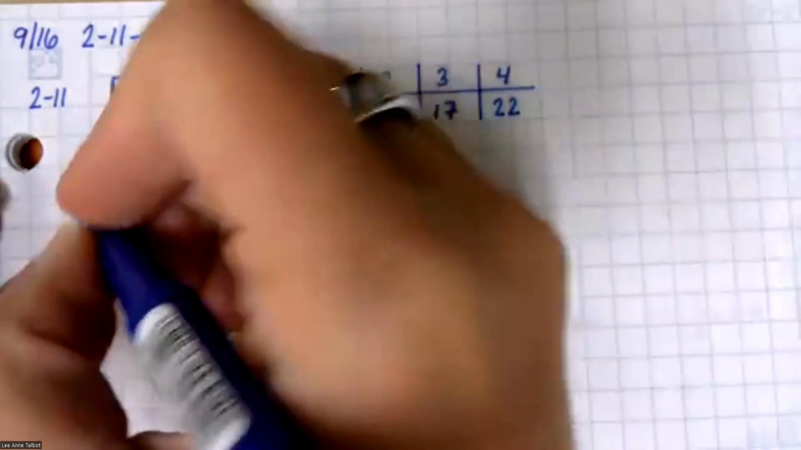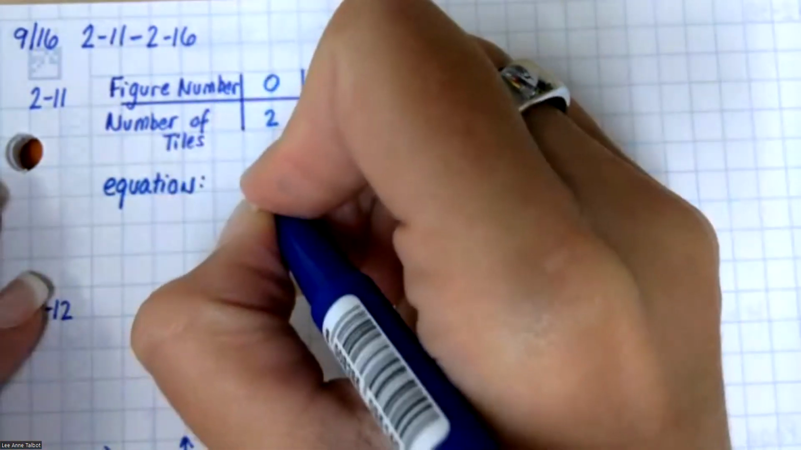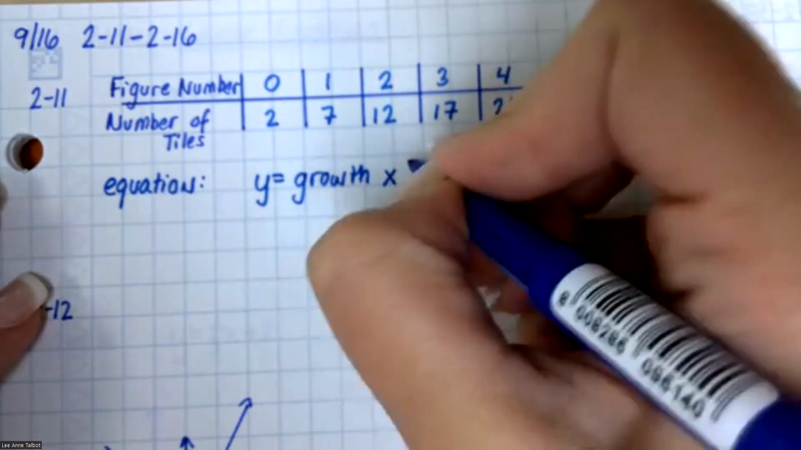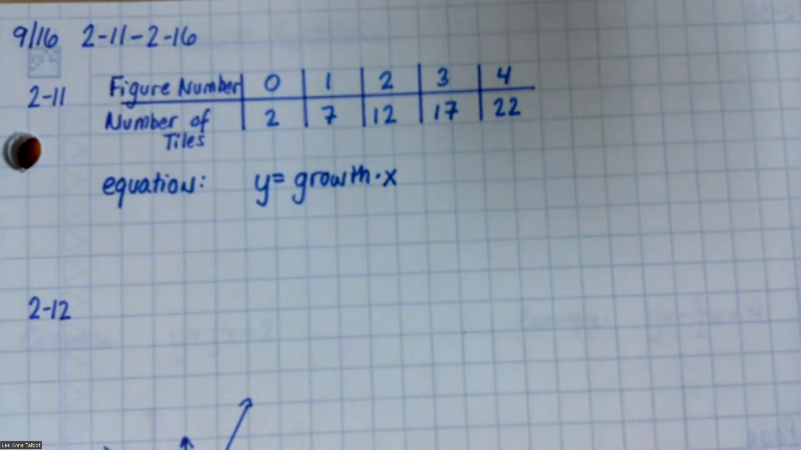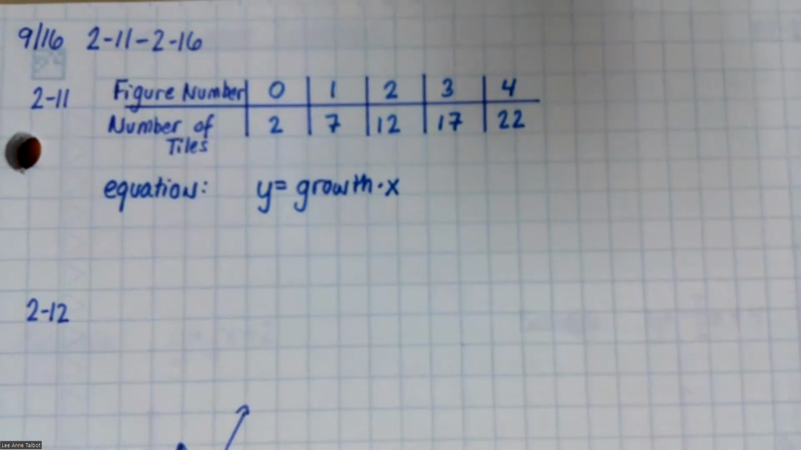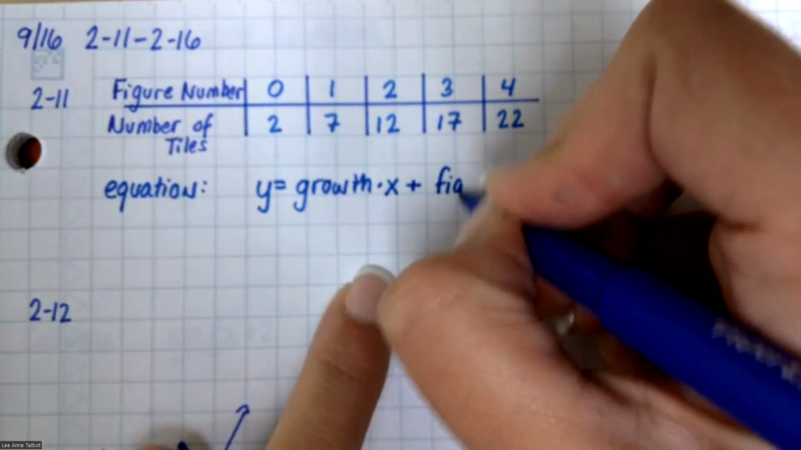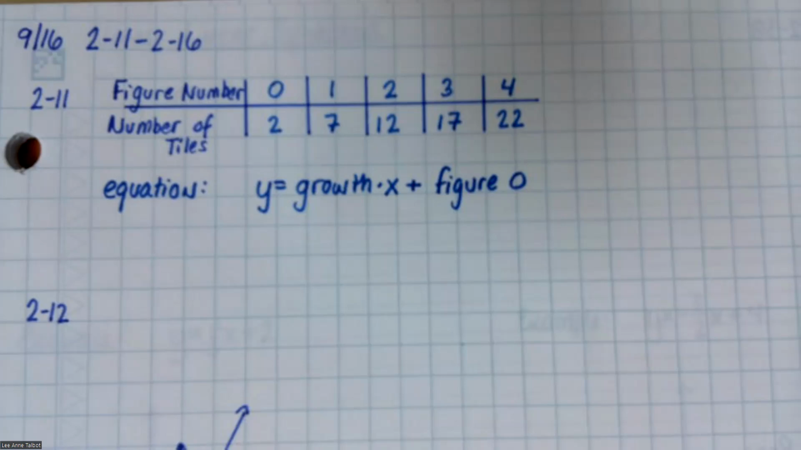I want to remind you of a couple of things. The equation is y equals growth x, growth times x. Put a little dot there. I put the dot because I'm doing a word times x, but usually it's just a number for the growth, plus figure 0. Okay, so how you find the equation is you put the growth in the first spot in front of x, and then how many tiles are in figure 0.